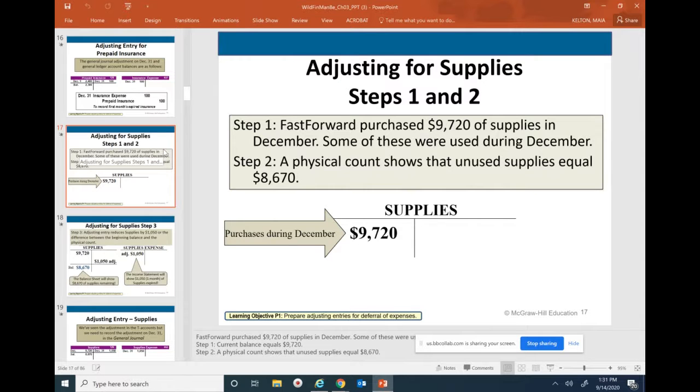So here's an example here for supplies. Fast forward purchase supplies. You can see how supplies are debited at the time of purchase. On the debit side of the supplies account, you should also see a beginning balance, then all the purchases. If you take the beginning balance and add all the purchases, that would give you the supplies available to use during the accounting period. This is not an expense. The purchase of supplies is the purchase of an asset. The expense is calculated by figuring out how much supplies are used.